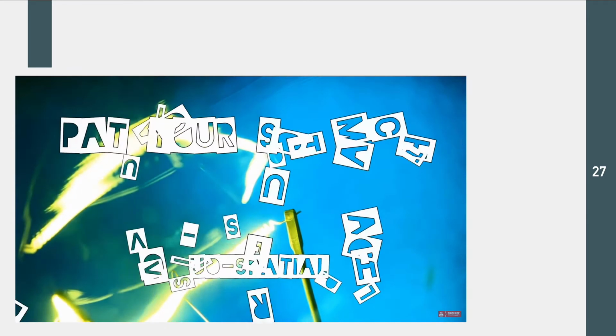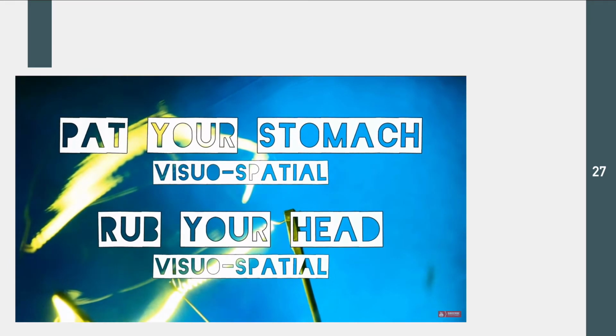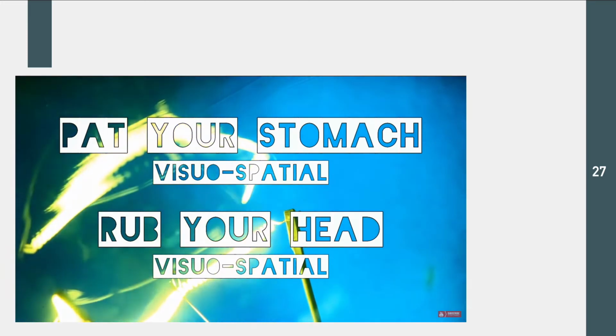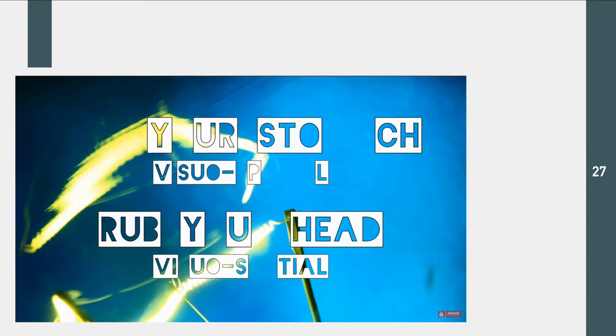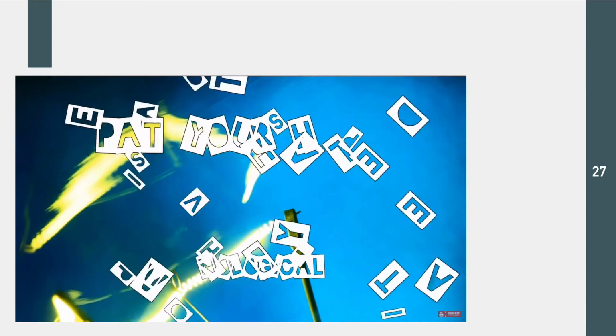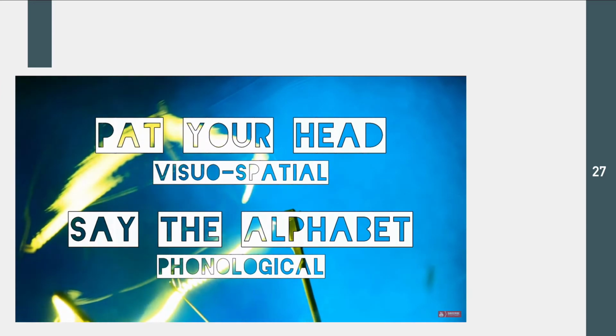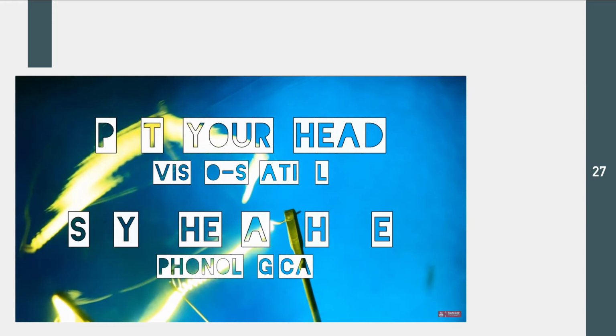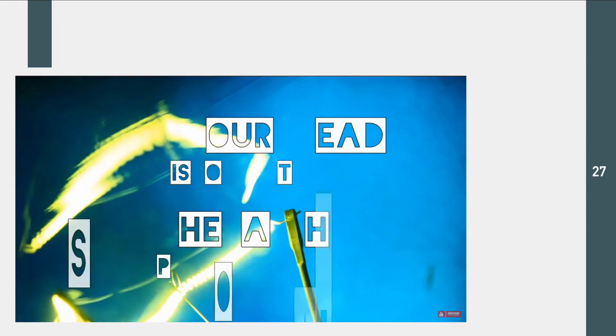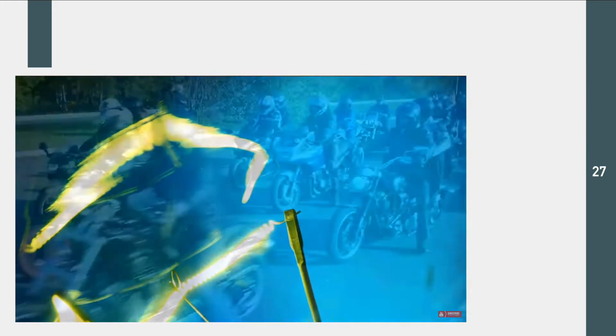First, try to pat your stomach and rub your head at the same time. Both of these tasks employ the visuospatial sketchpad. It's hard. If you managed it, it took effort. Now pat your head and say the alphabet. Easy. You're still completing two tasks, but because one task relies on the phonological loop, whilst the other calls upon the visuospatial sketchpad, you're able to multitask with few or no errors.